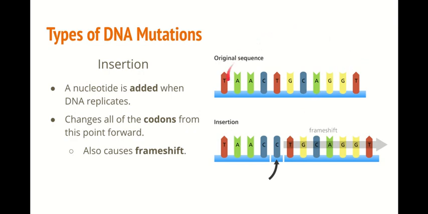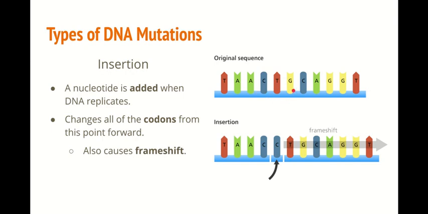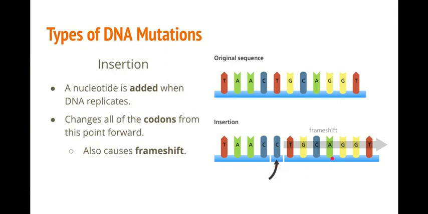So once again, we have our original sequence here. And right here between this C and this T during DNA replication, a mistake of some sort happened, and we ended up with an extra cytosine in here. Again, because we've inserted an extra nucleotide, that also made a frame shift. It shifted all of the codons in this case to the right side by one nucleotide, thus changing all of the other codons from this point forward. So if you look up here, we would have had TAA, CTG, CAG, but now we have TAA, CCT, GCA. It's a little different.